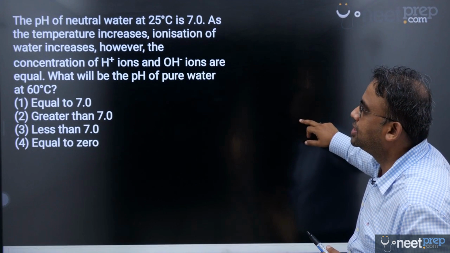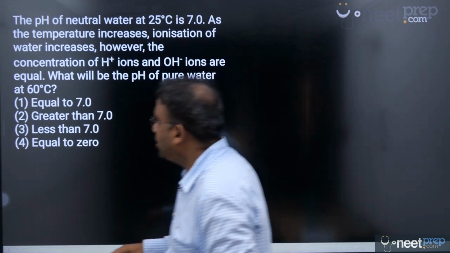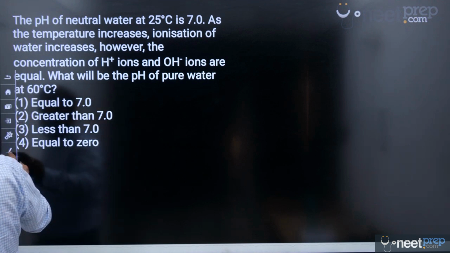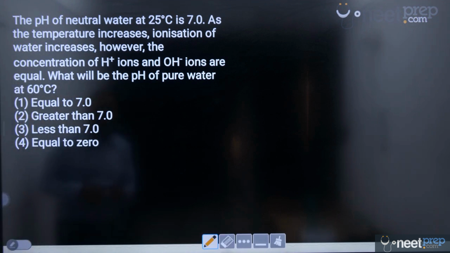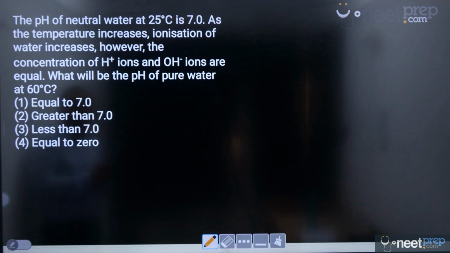Now, this question is related to pH and temperature. Now, pH, how do we calculate pH? The pH of neutral water at 25 degrees Celsius is 7, yes. As the temperature increases, ionization of water increases. However, the concentration of H plus ion and OH minus ions are equal. What will be the value of pH of pure water at 60 degrees Celsius?